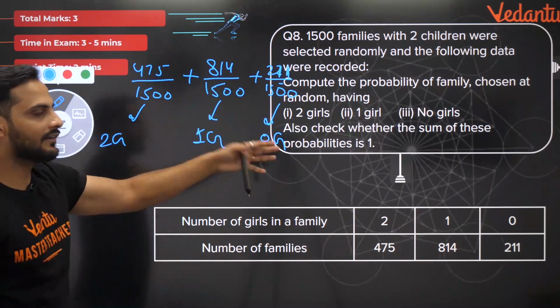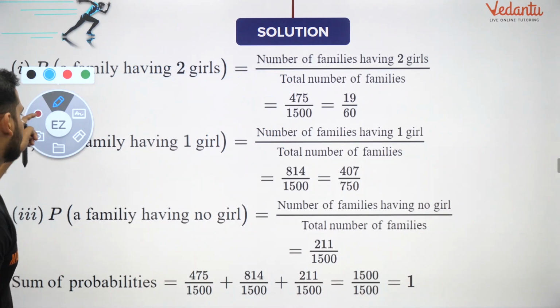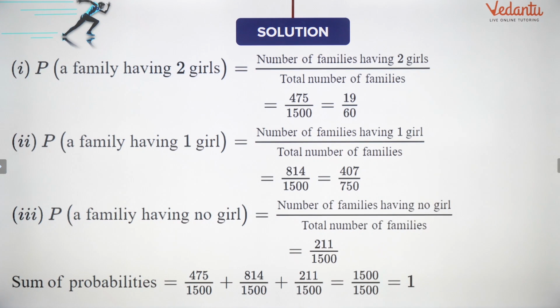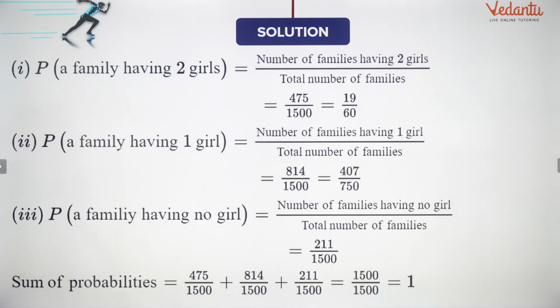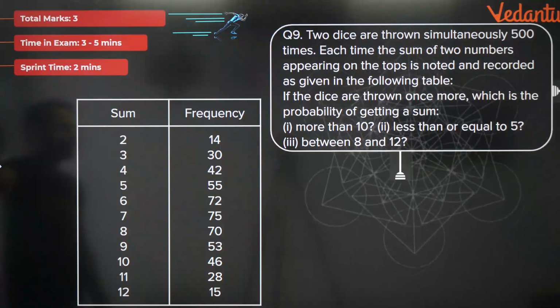Add all of them, will you get 1? Yes, you will get 1. So simplification you can do. Even if you do not do the simplification, at the end it is 1500 by 1500 only, so that is equal to 1. Okay, let's move to the next question.